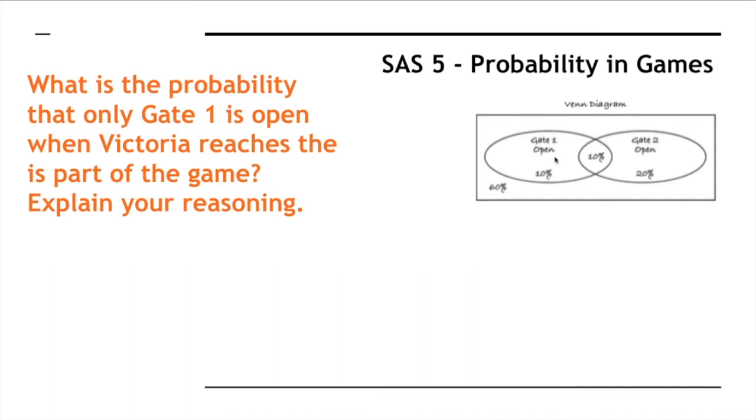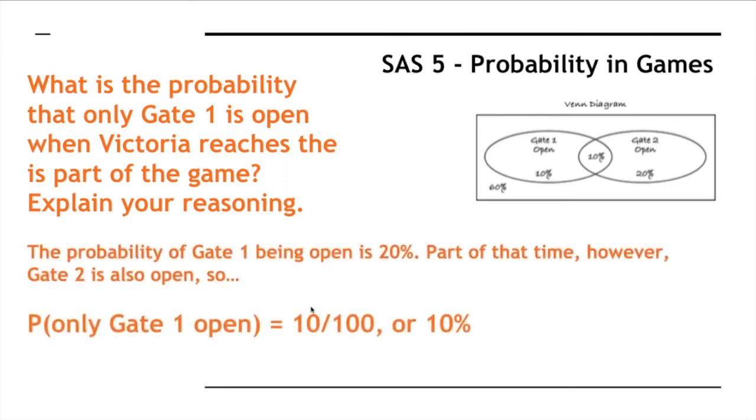Well, what if gate 1 is closed and gate 2 is open? And that's this right here. Gate 2 is open 30% of the time, but only 20% of the time is it open by itself, because 10% of the time both are open. So we're going to add when gate 2 is open only, 20%, to when gate 1 is open only, 10%, and our answer is 30%. And of course, that's the answer I get.